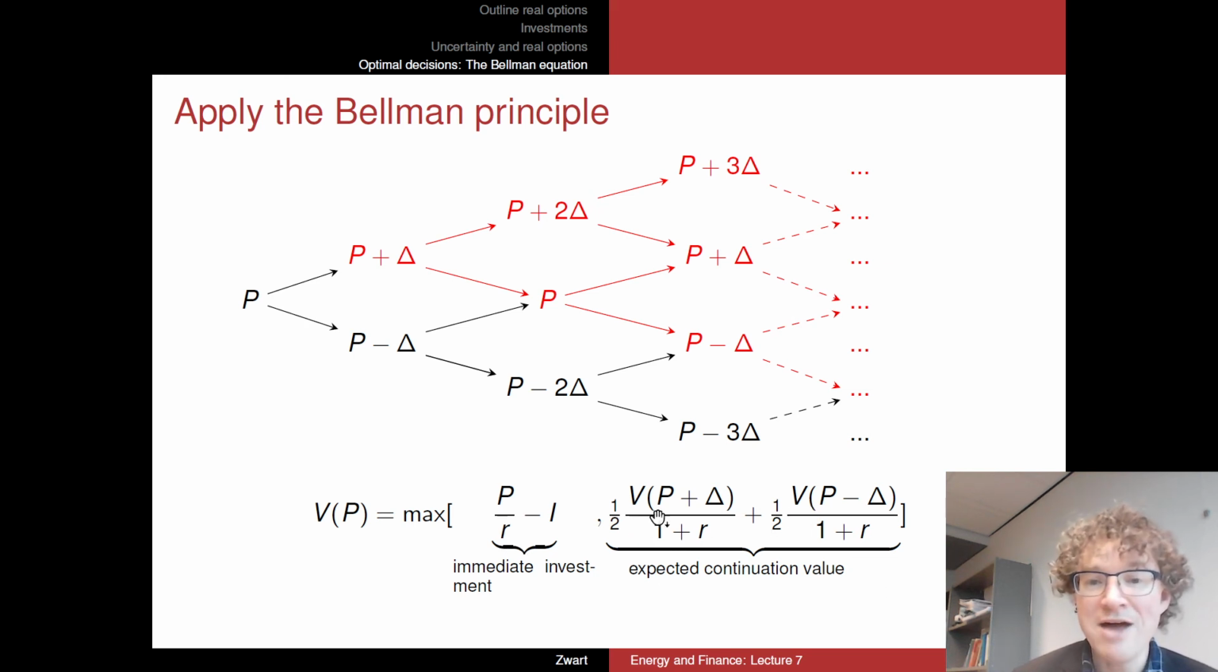Well, we get the average of the continuation values in the up scenario and the down scenario, where these continuation values again include optimal decision making at the next date. So these V's over here actually include the decision whether, if I wait, I will make the investment at t equals 1 or whether I will again wait from t equals 1 onwards.